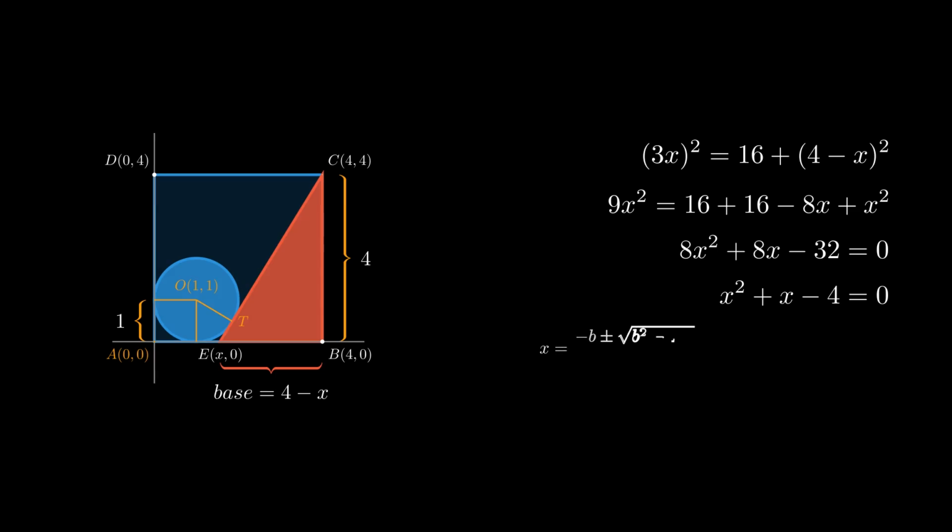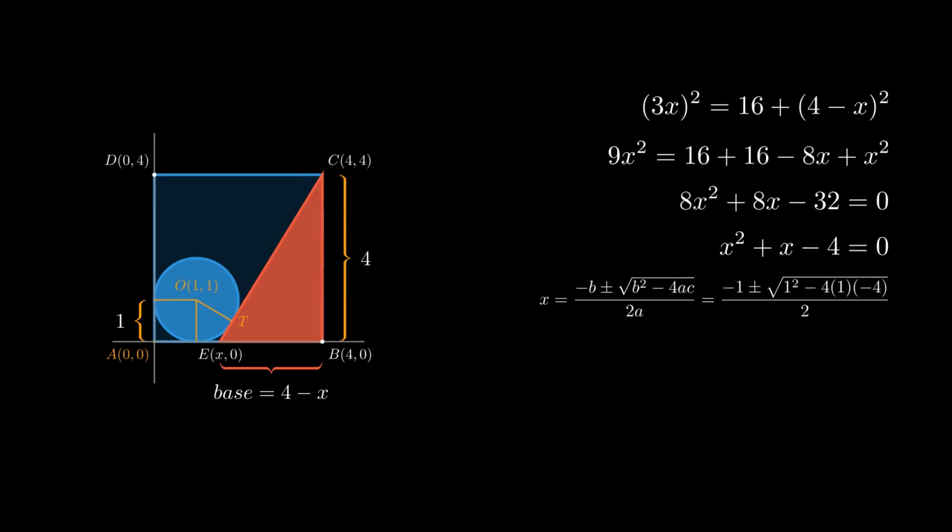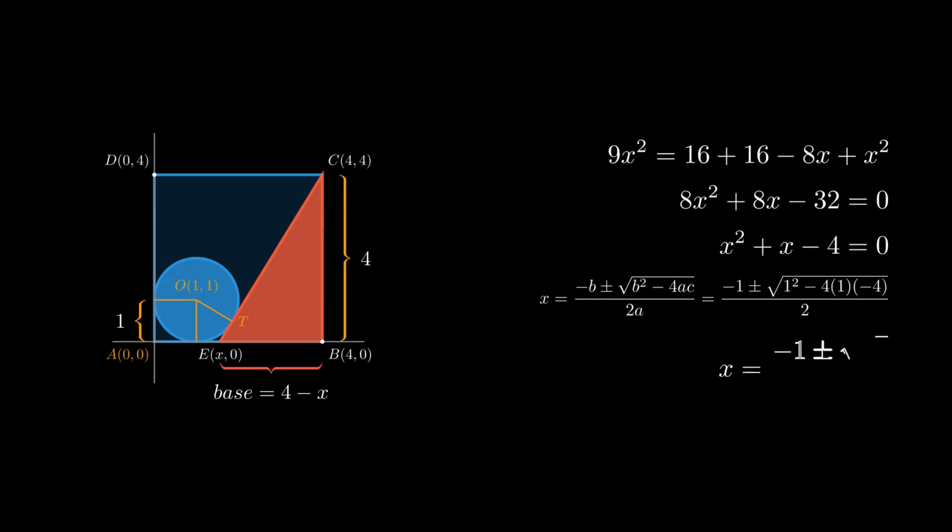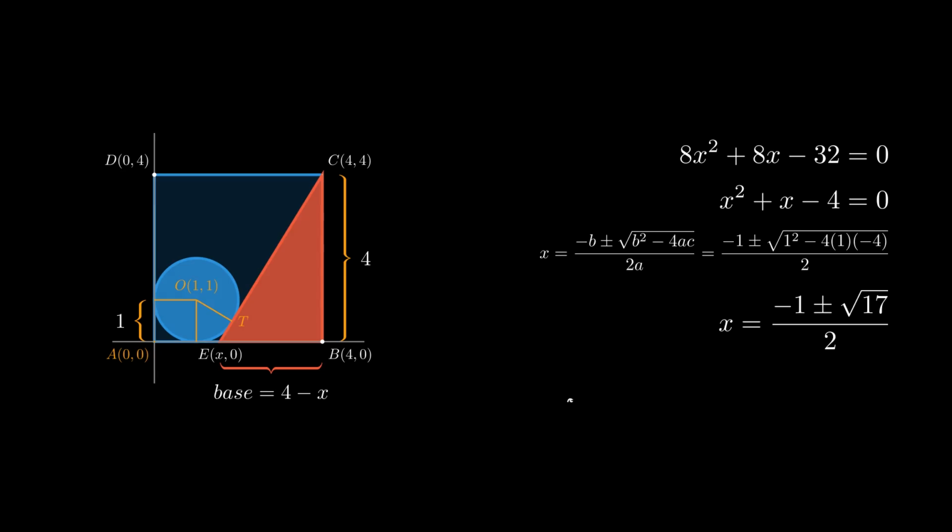Using the quadratic formula to solve for x, we find two possible solutions for x. We choose the positive root because x represents a physical coordinate.